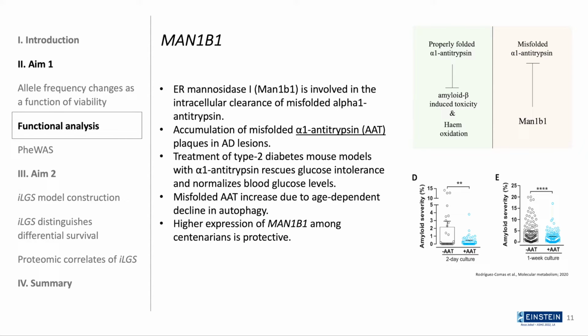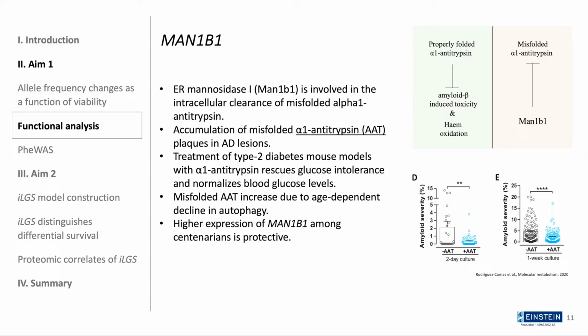Mannosidase 1 is involved in the intracellular clearance of misfolded alpha-1 antitrypsin. Analysis of post-mortem histopathological samples from AD patients has shown that accumulation of misfolded alpha-1 antitrypsin plaques occurs in the lesions of AD patients. It is also shown that properly folded protein protects against amyloid-induced toxicity in microglial cells. Interestingly, treatment of diabetic mouse models with properly folded alpha-1 antitrypsin resolves glucose intolerance and normalizes blood glucose level.